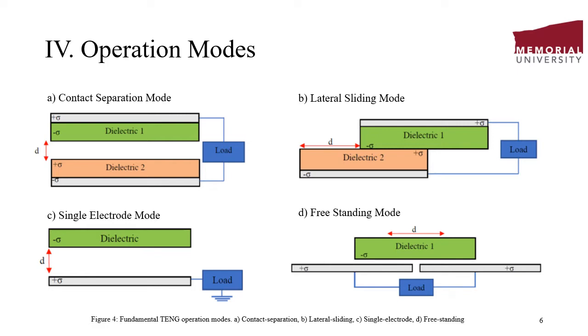The final one is called the freestanding mode. This mode has two electrodes which are located right underneath a moving freestanding dielectric layer. The motion generates a charge distribution which drives the electron flow across the loop.